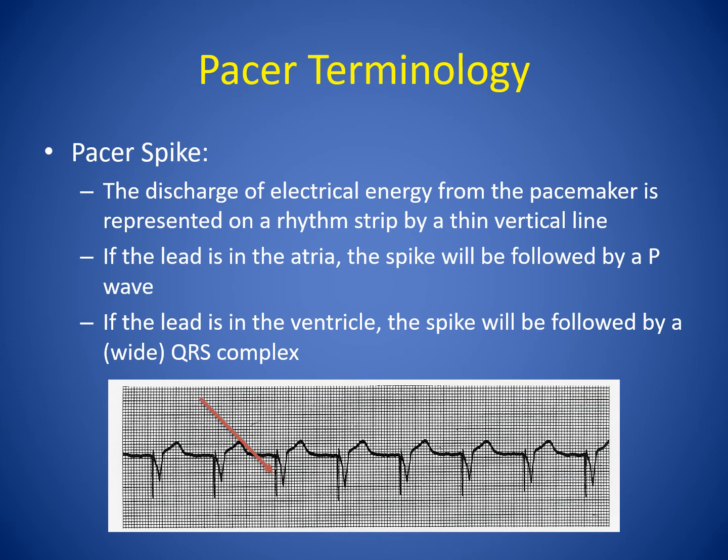If the lead is in the atria, the spike will be followed by a P wave, so it's causing a depolarization of the atriums. And if the lead is in the ventricle, you will see a spike that will be followed by a wide QRS, because it is only pacing one ventricle, and that impulse has to send the depolarization message all the way to the other ventricle, which takes time, and that creates that wide QRS.